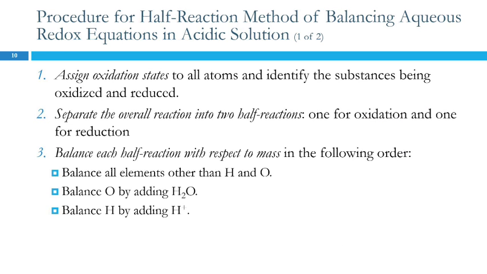Okay, so this is the procedure, the steps for the half reaction method. This is what the book teaches. It says assign oxidation states. That's actually optional. You can balance the half reaction without identifying any oxidation states, so you can skip that if you want to.